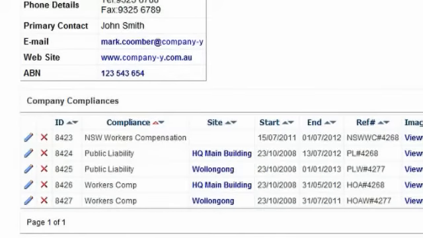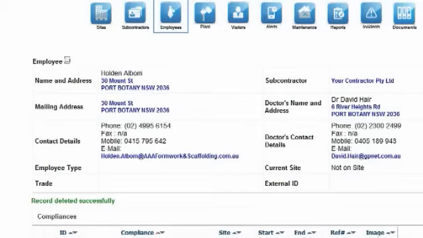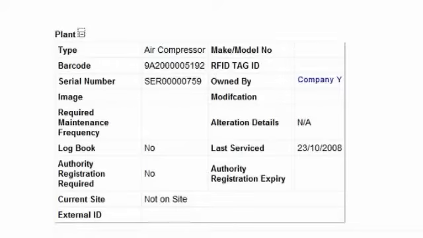It is achieved by matching a specific compliance to a contracting company, an individual staff member of that company, or a piece of plant and equipment. Following this process, you set your compliance parameters in Smartek only once, with the option of editing your parameters at any time should any situation change.